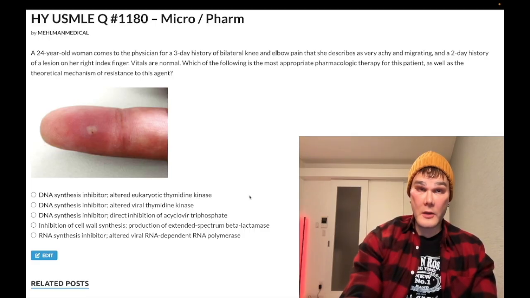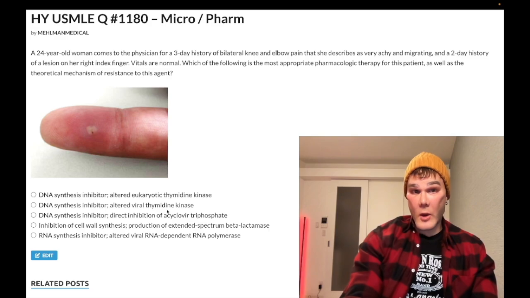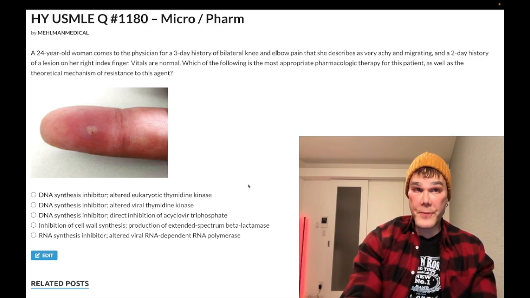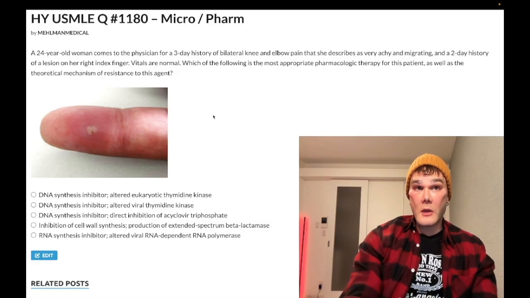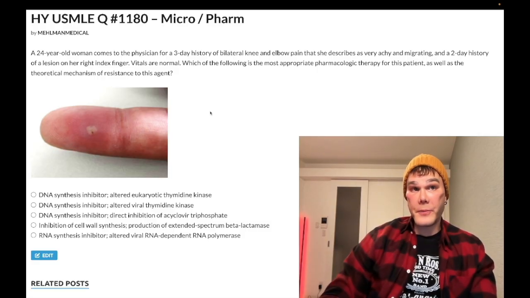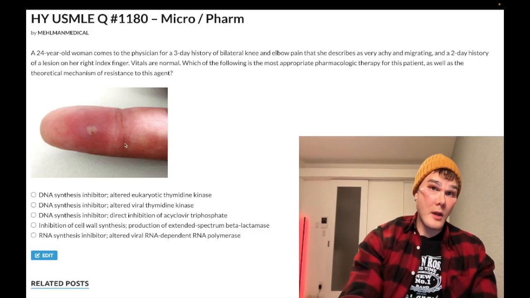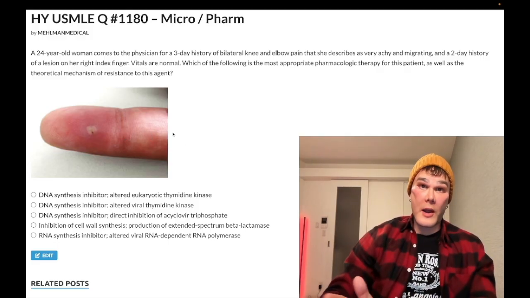Now let's proceed. Choice D, inhibition of cell wall synthesis, production of extended spectrum beta lactamase. Correct answer. Diagnosis here is disseminated gonococcal infection. Okay, and you have gonococcal arthritis, and you've got a cutaneous pustule slash papule. This is a pustule. Okay, so this is really high yield for gonococcus.